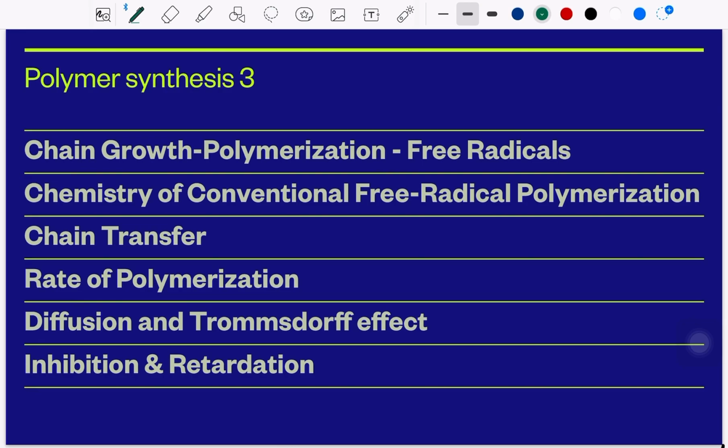And then we are going to see the phenomenon in the diffusion and what we call the Trommsdorff effect, or sometimes we call it the auto-acceleration effect. And then lastly, we are going to see the inhibitions and retardations, okay? How to make the reactions stop or make them slow.